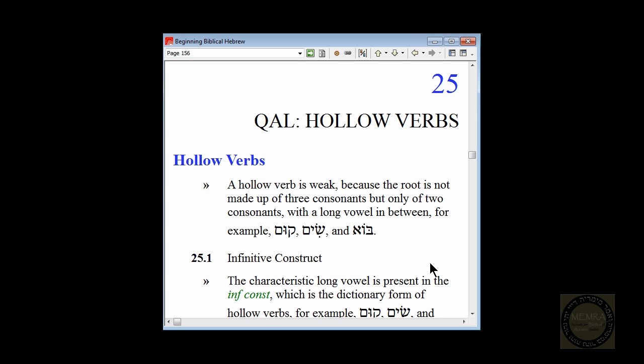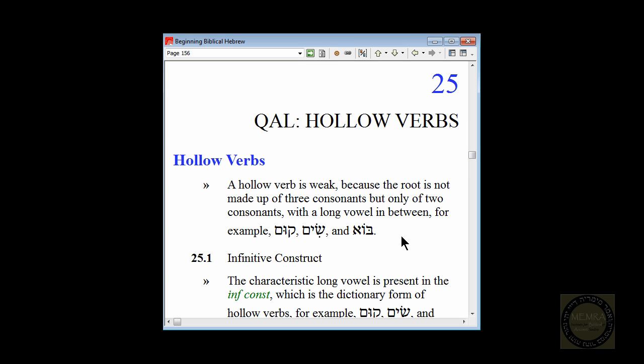This is an overview of Futato chapter 25, and as you can tell, the chapter covers hollow verbs in the Qal stem. Now, as Futato comments in the first paragraph, a hollow verb is weak because the root is not made up of 3 consonants but only 2 with a long vowel in between. So that is the definition of a hollow verb. A hollow verb is any verb that has, you'll notice here, a shureq or a chireq yod or holem vav as its middle consonant.